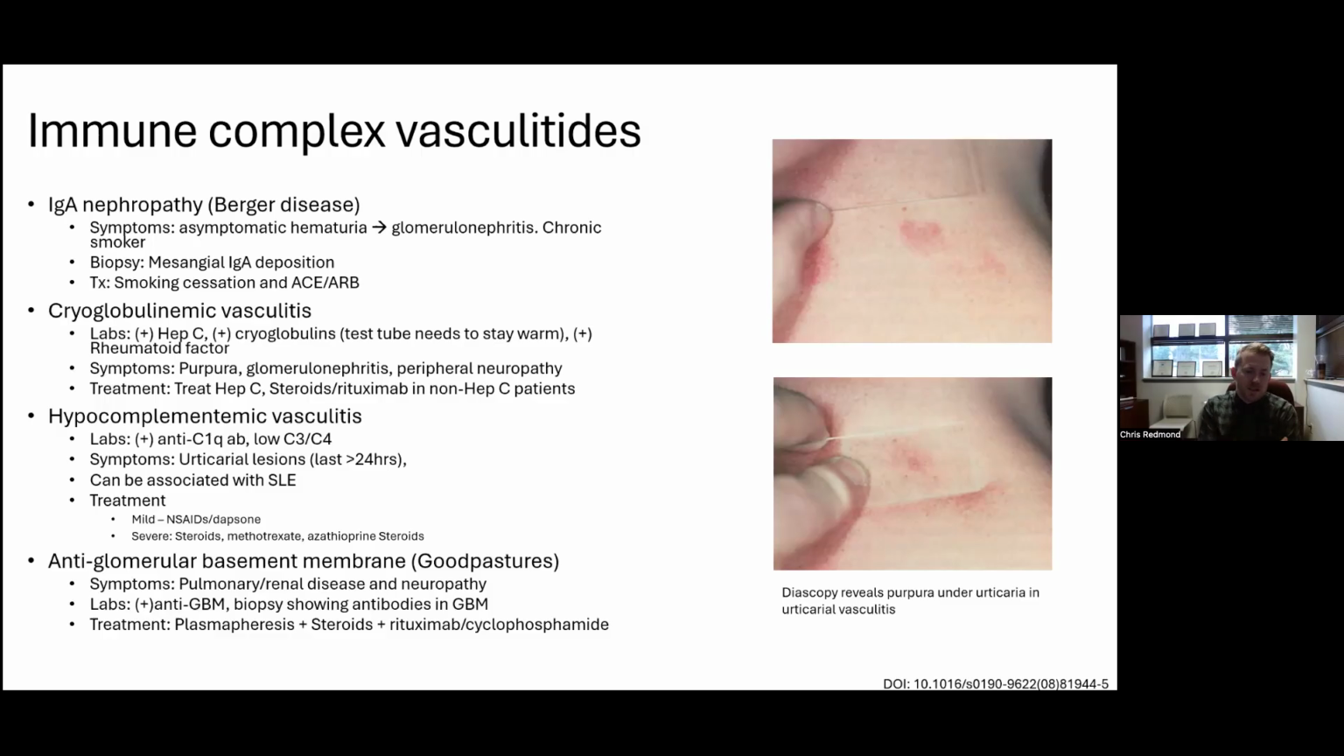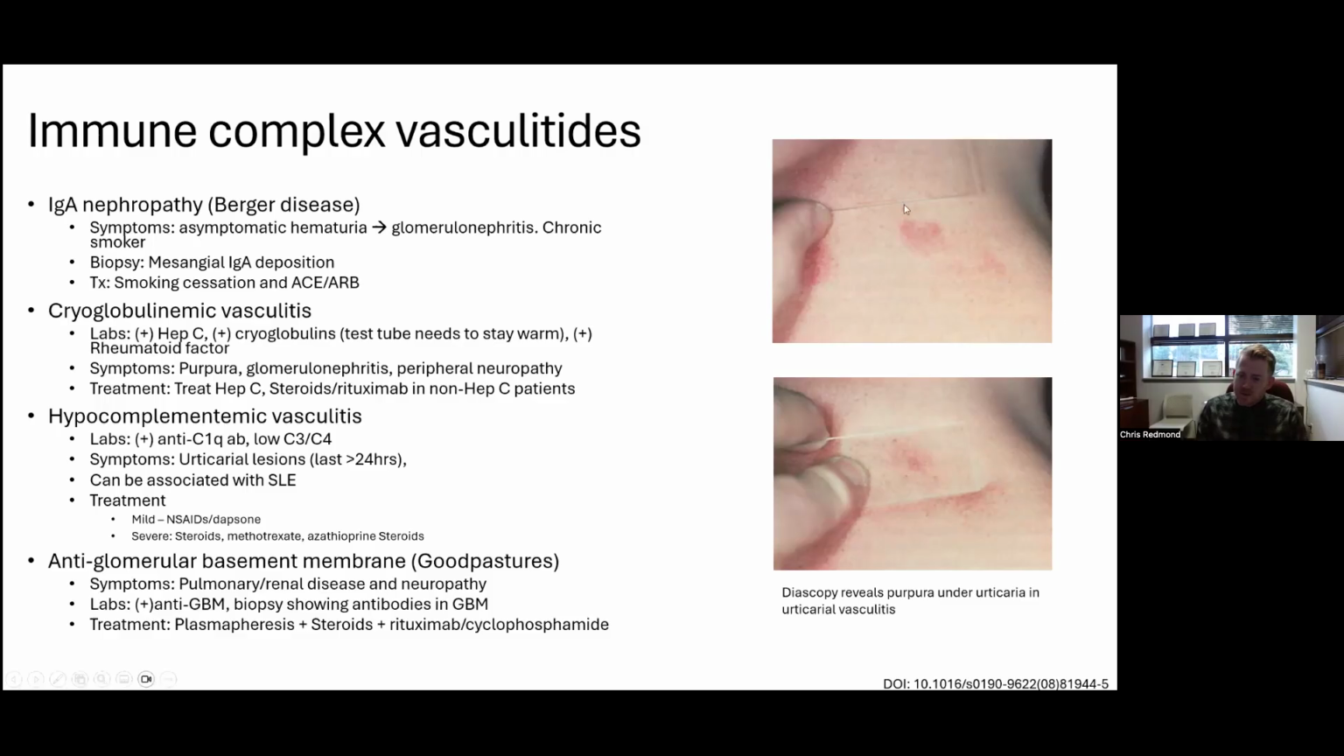Hypocomplementemic urticarial vasculitis is a condition where patients will have urticarial lesions. And the interesting thing about these lesions is, patients can develop urticaria for any reason, but the specific lesions will stay in one spot for greater than 24 hours. They typically have the positive C1q antibody and low C3, C4. Some of these can be associated with lupus or precursors to lupus in some patients. For mild disease, you can just treat them with anti-inflammatories and dapsone sometimes. For severe disease, again, the medications we've seen over and over again: steroids, methotrexate, azathioprine, things like that.